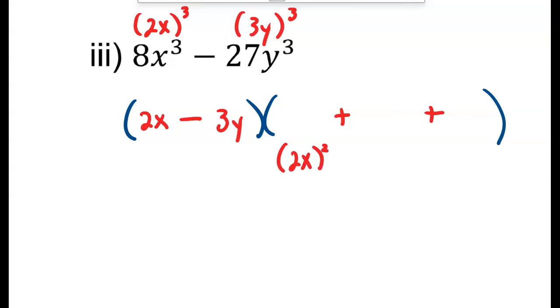Aren't we squaring the first one? So what's 2x times 2x? Are you guys seeing that this time? So you go 4x squared. Careful. A lot of people would put like 2x squared. So be really careful that you are actually squaring our first term. This is what you're squaring.